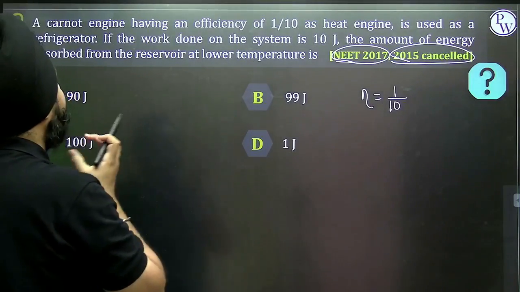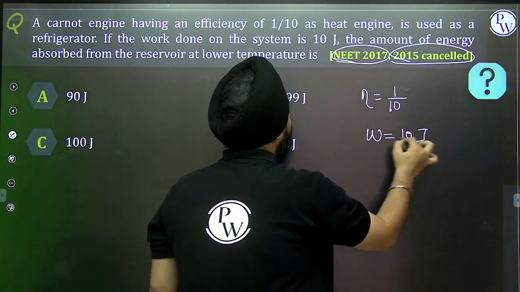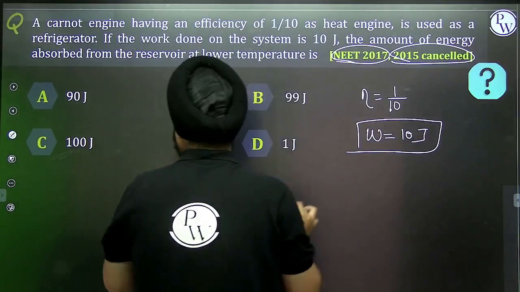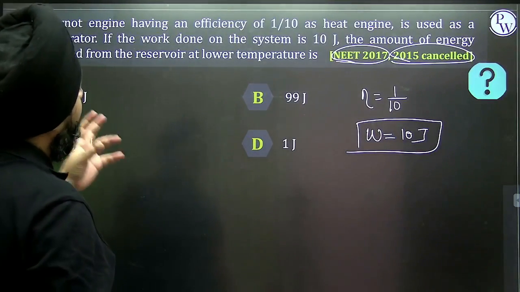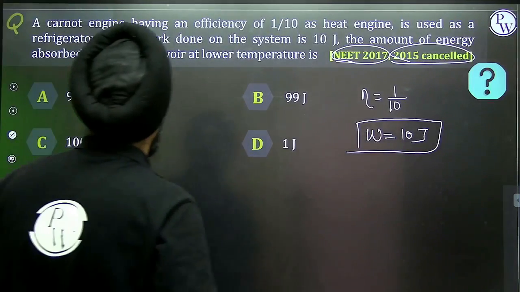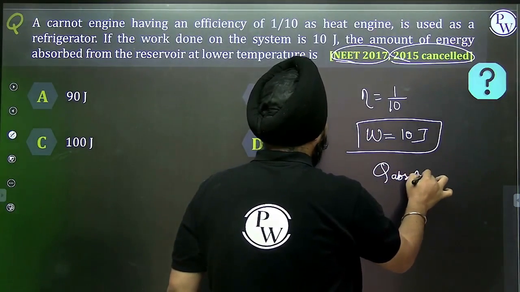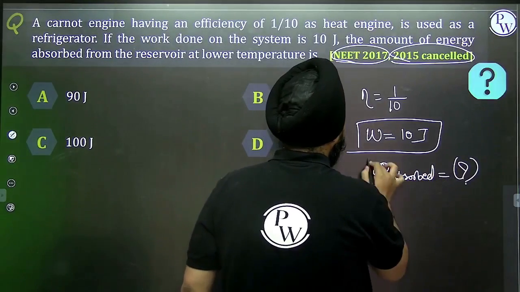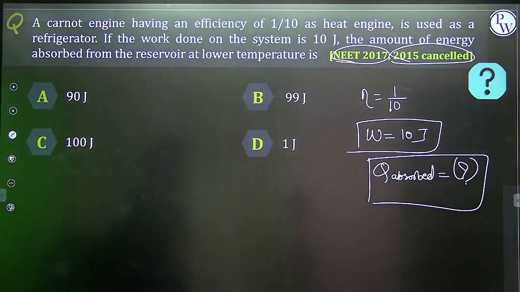If the work done on the system is 10 joule, what is the amount of energy absorbed from the reservoir at the lower temperature?